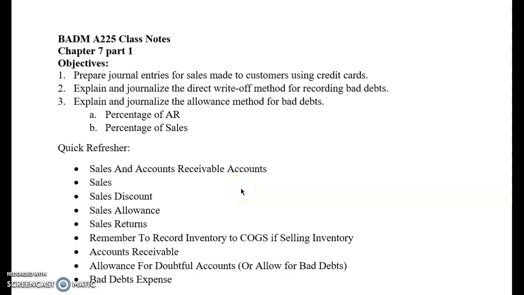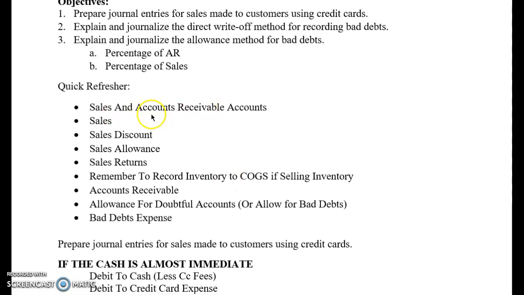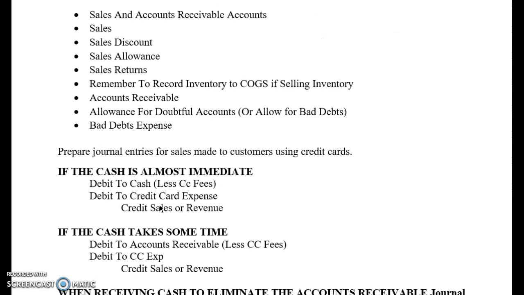In Chapter 7, we're going to look at a lot of different items, mainly dealing with credit card receipts, which is an accounts receivable basically. As a review, we have looked at sales and accounts receivable, sales discount, sales allowance, sales returns. Don't forget, when we sell inventory, we have two entries. We record the sale, and we also record inventory being moved, or cost of goods sold. And now we're going to look at allowance for doubtful accounts, bad debt expense.